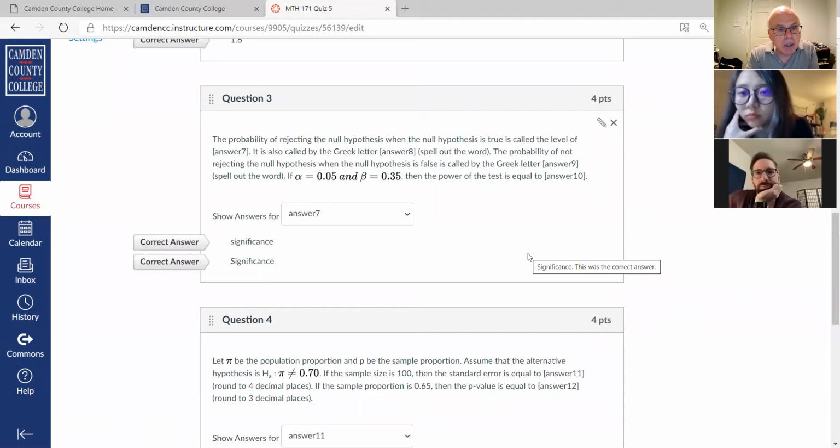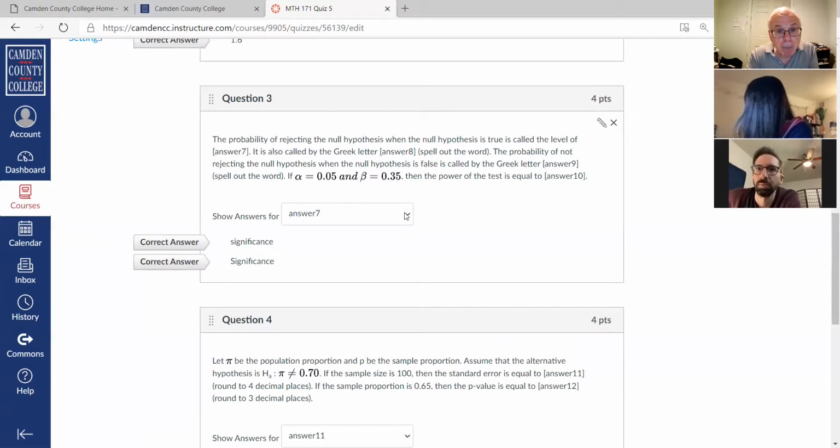Now this one here talks about the power of the test. First of all, the probability of rejecting the null hypothesis when the null hypothesis is true is, of course, the level of significance. And then the next one says the probability of not rejecting the null hypothesis when the null hypothesis is false is beta, right? It's called beta.